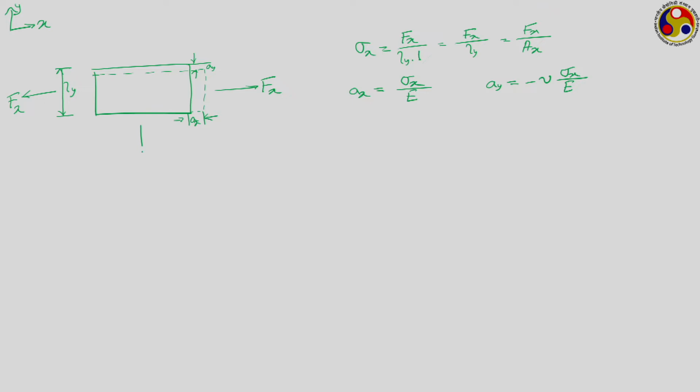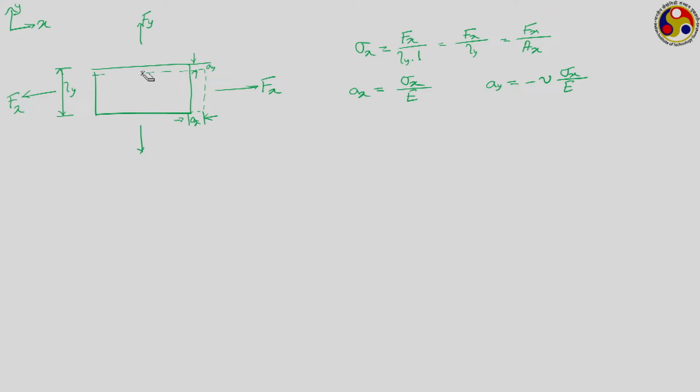Now, we are putting another tensile force in the y direction, let us say its magnitude is F y. Because of the presence of this F y, there will be further change in the dimension of this body or in this rectangle in both directions. So, there will be elongation in the y direction, whereas there will be a reduction in length in the x direction.